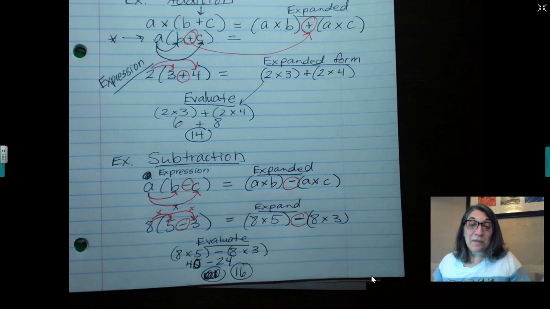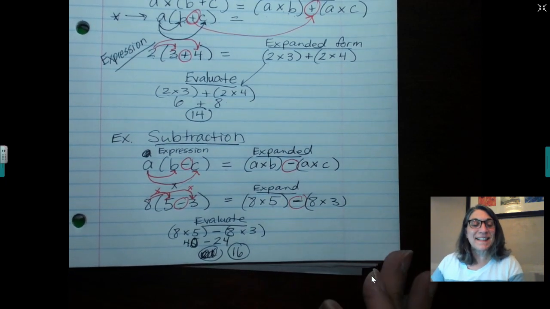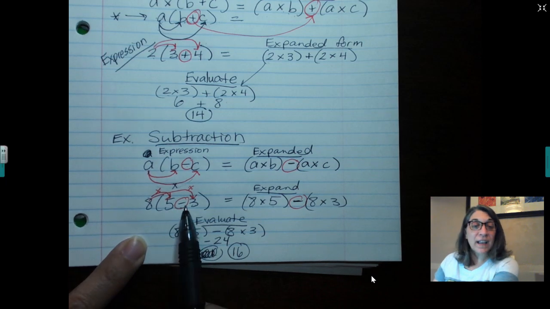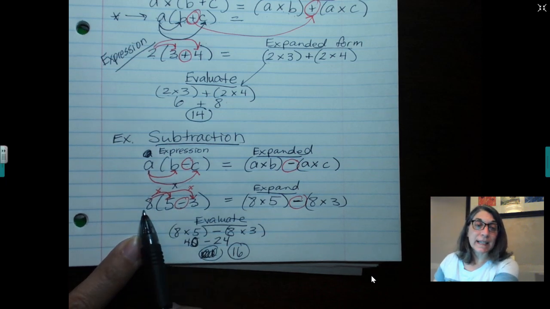See, that's a great reason why you should do it with numbers, because you mess up. I messed up, not you. And then if I want to check it, I can go, okay, 5 minus 3 is 2. 2 times 8 is 16.